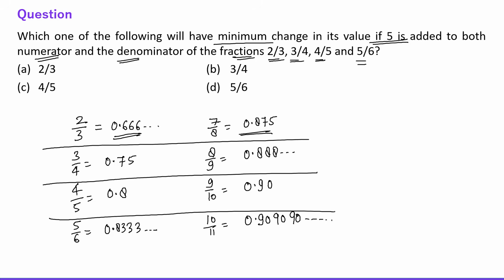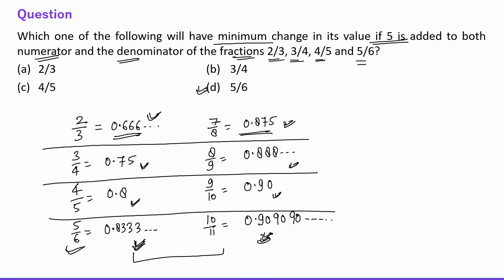So we need to talk about the minimum change. This is 0.66 and this is 0.87, 0.75, 0.88, 0.8, 0.9. But here this is 0.83 and this is 0.9. 0.83 and 0.90. This is the minimum change, right? So what is the correct answer? The correct answer is 5 by 6. 5 by 6 shows the minimum change when we are adding 5 to numerator and denominator both.